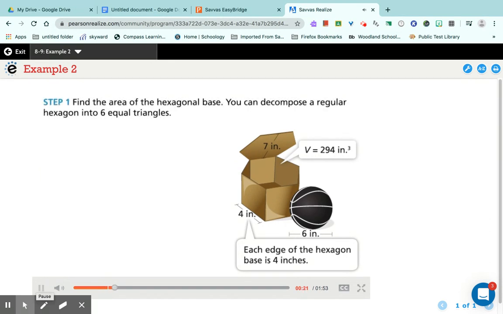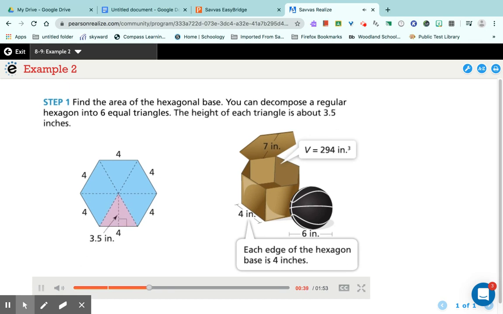The first step is to find the area of the hexagonal base. You can decompose the regular hexagon into 6 equal triangles. Each edge of the hexagon base is 4 inches. The distance between two opposite sides of the hexagon is about 7 inches. So the height of each triangle in the base is about 3.5 inches.